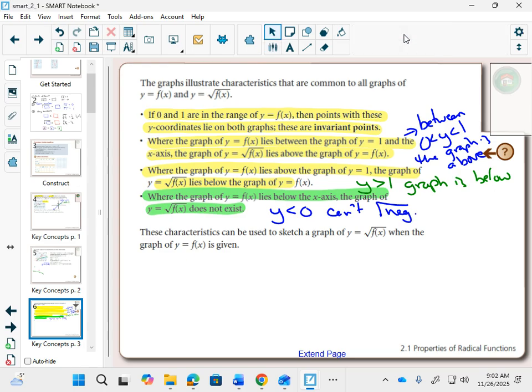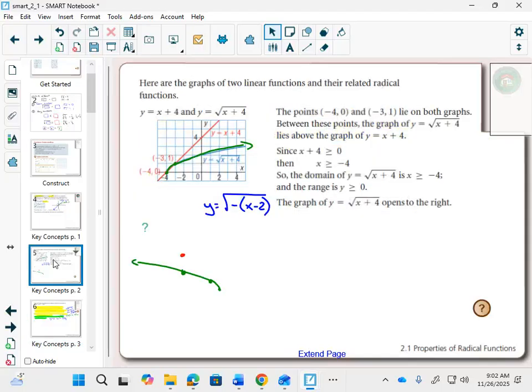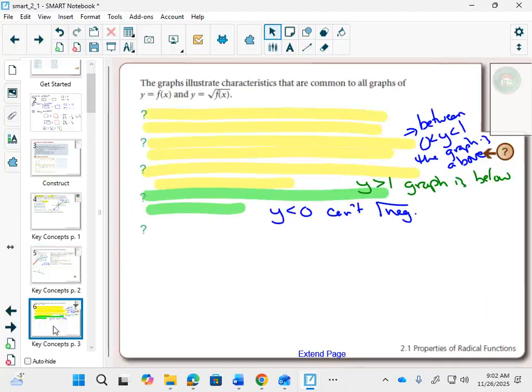You already know that you can't square root a negative number. So if your original graph, and I'll go back to one that we just did here, like my original graph here, all my y values are negative. Notice your square root graph doesn't keep going, it stops, because you can't square root a negative. So anytime your graph has negative y values, your square root graph won't exist. So if y is less than 0, you can't square root a negative, that won't exist.